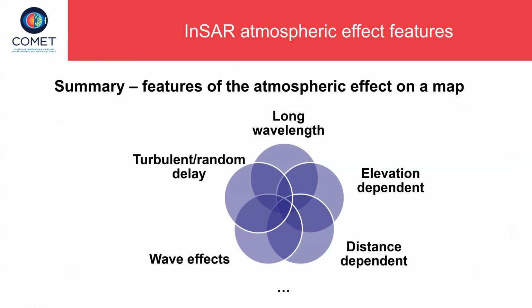And to summarize, there are a lot of different features of the tropospheric or atmospheric effect on an interferogram. It may include long wavelengths, elevation-dependent signals, distance-dependent signals, wave effects, and turbulent signals, random delays. All these components are mixed together on an interferogram. So you have to be really careful when you look at the interferogram. You have to consider whether it is dominated by long wavelengths, or by elevation-dependent signals, or both.